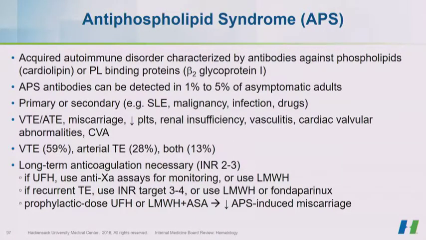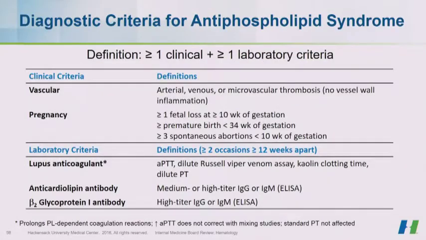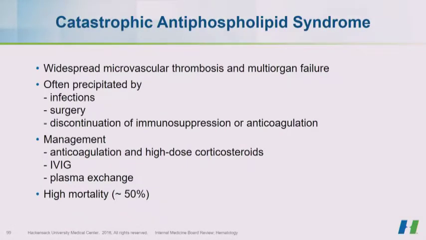Antiphospholipid syndrome is one example of an acquired disorder that leads to a range of thrombotic complications: venous and arterial thrombotic episodes, miscarriages, thrombocytopenia, vasculitis, renal insufficiency, and other abnormalities. It's due to antibodies that can be detected in 1 to 5% of adults and are directed against phospholipids or phospholipid-binding proteins. I would skip those criteria. I don't think they matter for the boards.